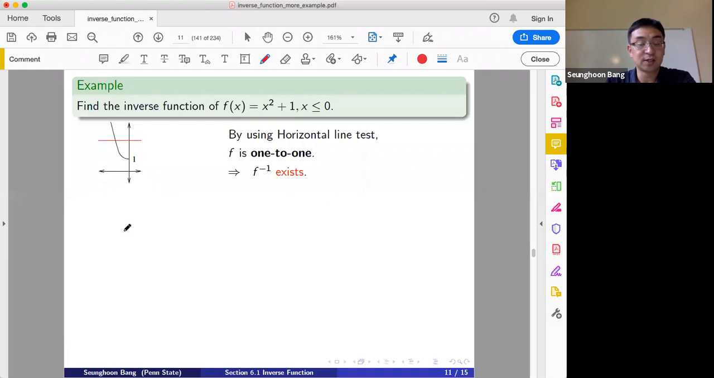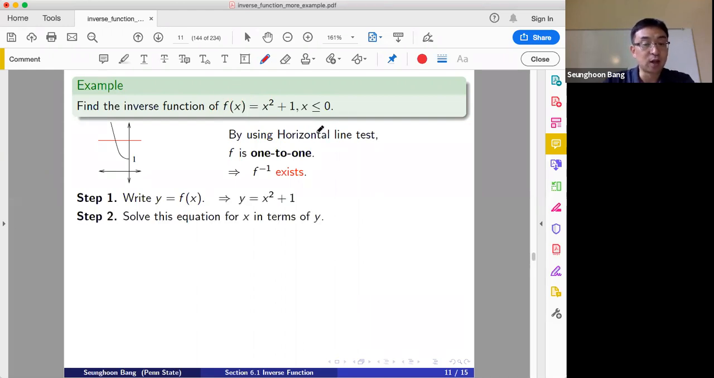If the inverse function exists, how can you find it? I can follow step 1, step 2, step 3 from the algebraic method. Step 1: write y equals f of x. So we have, this is what? This is just y. Y equals x squared plus 1.